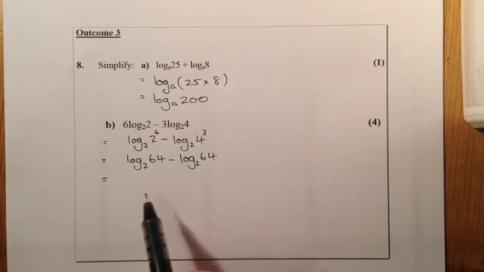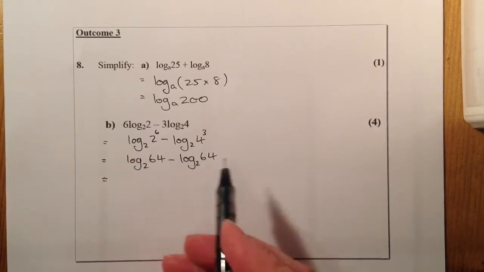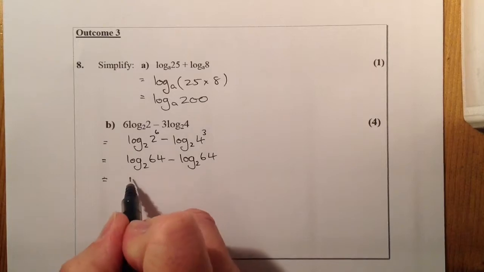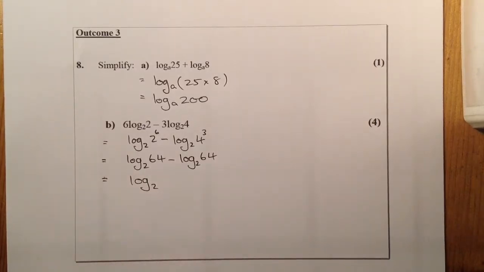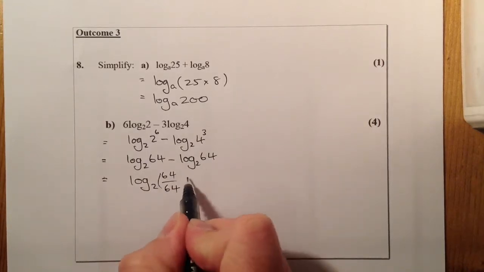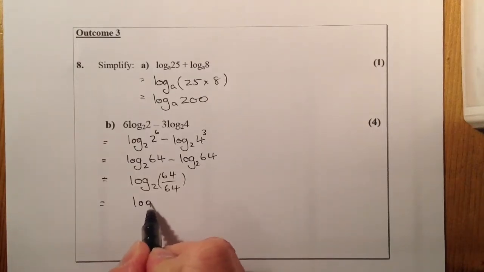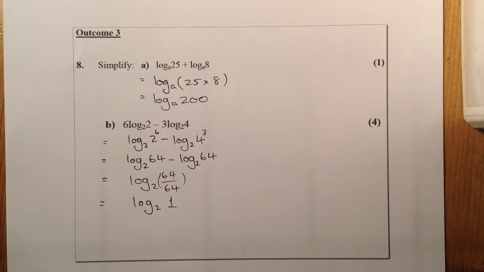Right, so the next part that I'm going to do is use the subtraction law. When I'm subtracting logs, I've got the same base. What I can do is put them together under one log, and what I'll do is I'll divide. So I've got 64 all over 64 there. Okay. What I'll do is then I'll just simplify that down. Okay, so I've got log 1 to the base 2. And from there, I'll use the other law that tells me that a log of 1 to any base is equal to 0.